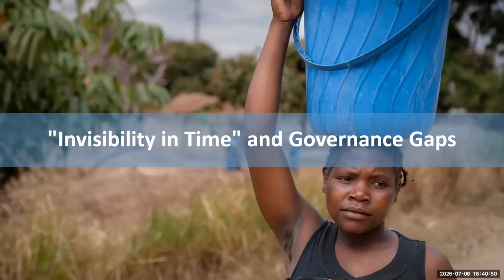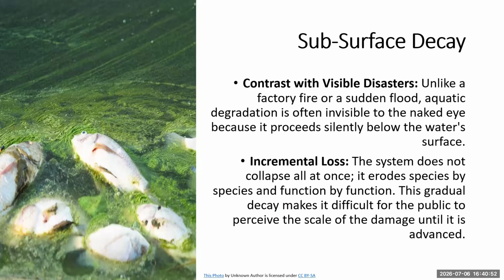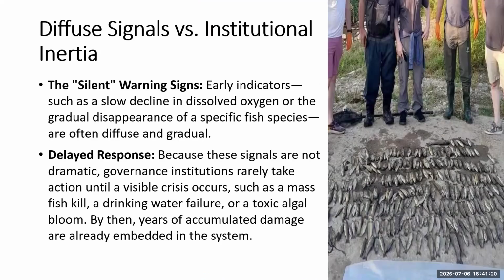Invisibility in time and governance gaps. One reason aquatic ecosystem degradation is so difficult to manage is that much of it is invisible to our eye. Unlike floods or industrial accidents, the damage happens quietly beneath the water surface. Species and ecosystem functions are lost little by little over many years. So the problem often goes unnoticed until the ecosystem is already severely degraded. This makes timely action and effective governance much more challenging.